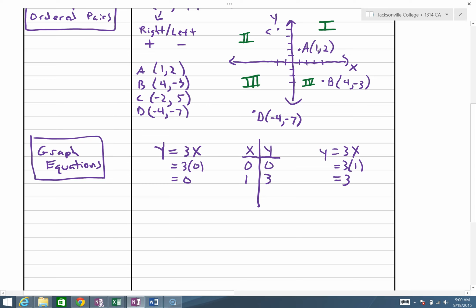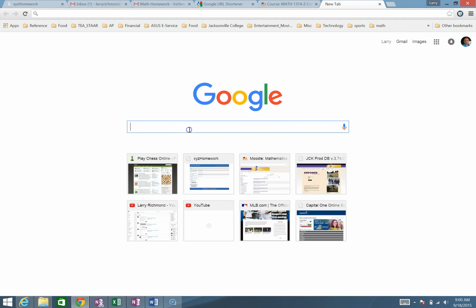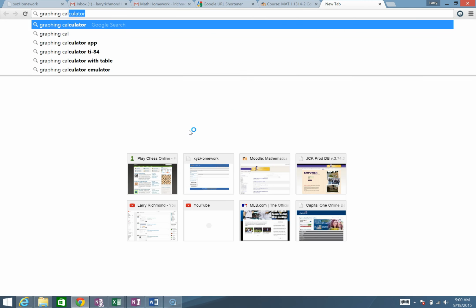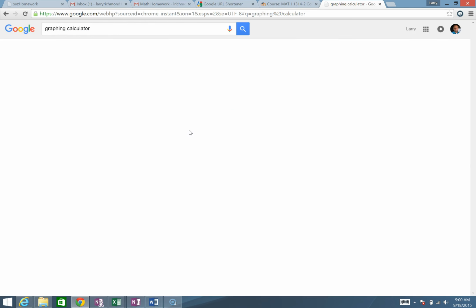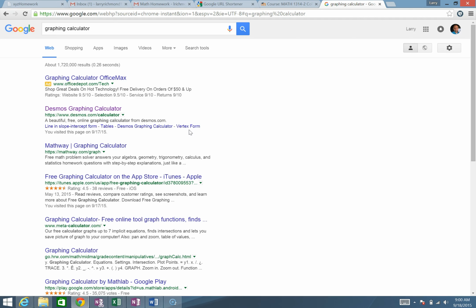I'm going to show a website that is going to be very helpful for you as you do your graphing. All right, so simply search graphing calculator. All right, you'll see several. The one I suggest you use is the one that says metacalculator.com. Graphing calculator free online tool, metacalculator.com. Click on that one.